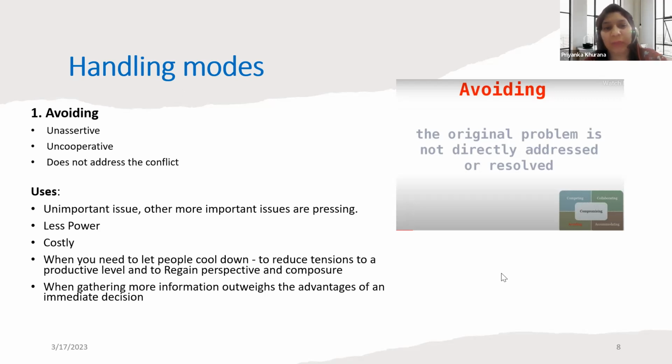When you need to let people cool down to reduce tension to a productive level and to regain perspective and composure from the team. When gathering more information outweighs the advantages of an immediate decision. So these are some of the uses when you will tend to avoid. I would now like to ask the group if they want to share any example or situations that they can identify from real life, or any questions on this type of mode of conflict.